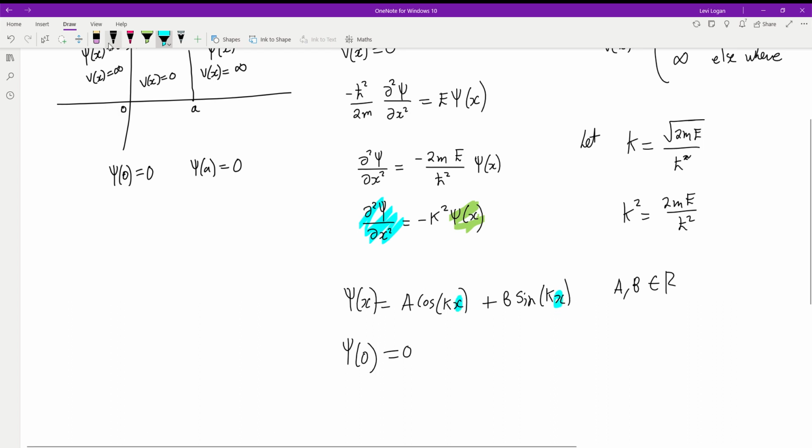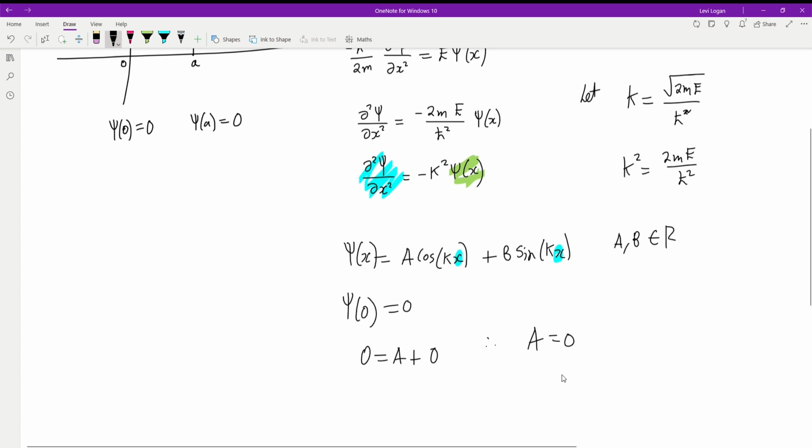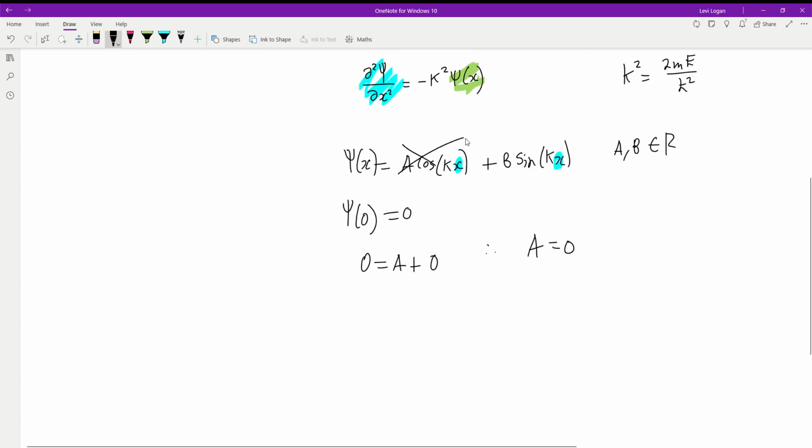So therefore 0 is equal to a cos of 0 times k, which is 0. Cos of 0 is going to be 1, so a, plus b sine of 0. Sine of 0 is 0, and then 0 times b is 0, so we get this. So therefore a needs to be 0. So therefore our wave function has already simplified. We don't have a cos term, we have just this. So our wave function looks just like our sine curve at the moment.